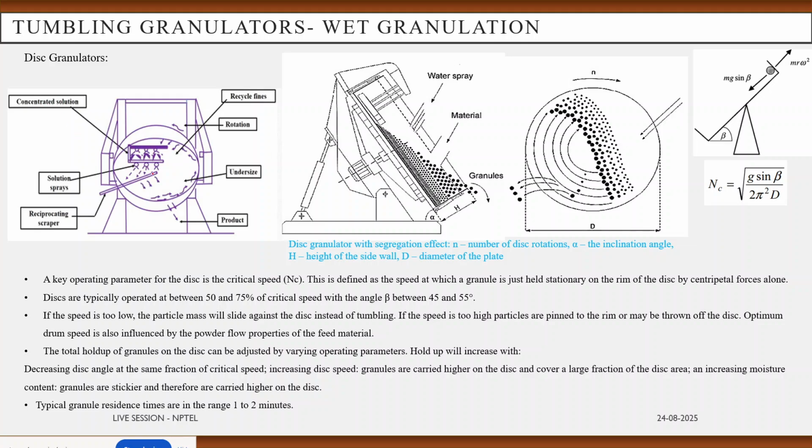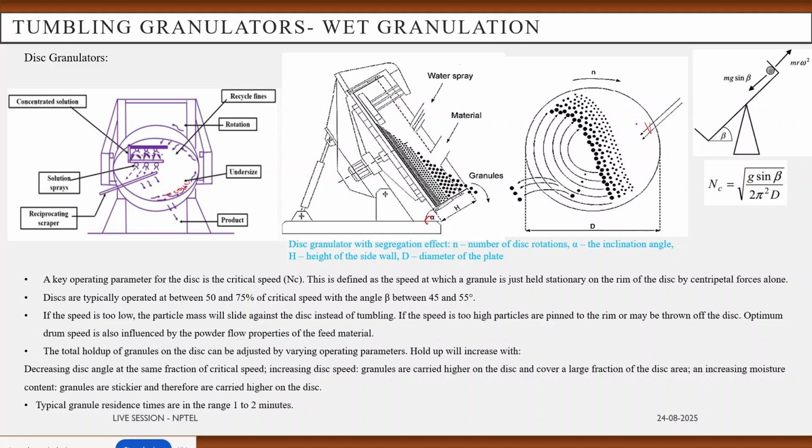The concentrated solution will be continuously sprayed, and the smaller particles which are retained inside the disc are more allowed for the agglomeration process. So this is the inclined one, where h is the height of the side wall and d is the diameter of the plate, where alpha is the inclination angle of that disc, and here you can see n is the number of rotations.